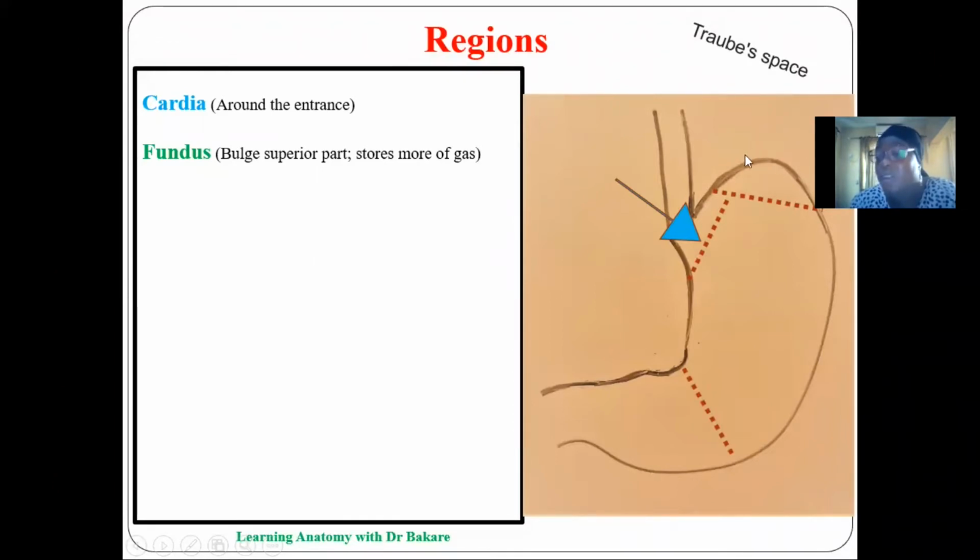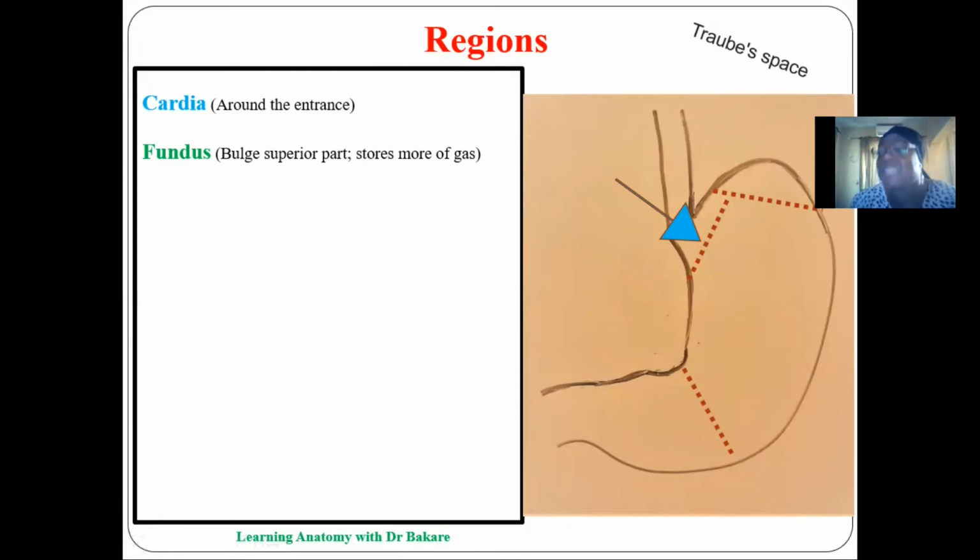This space during percussion tends to produce a tympanic sound, and this tympanic sound is produced as a result of the gaseous content that is in the fundus of the stomach. And this can be used to establish disease conditions of the different organs that are located around this region. So it is due to the presence or the accumulation of gas within the fundus of the stomach that is responsible for this tympanic sound.